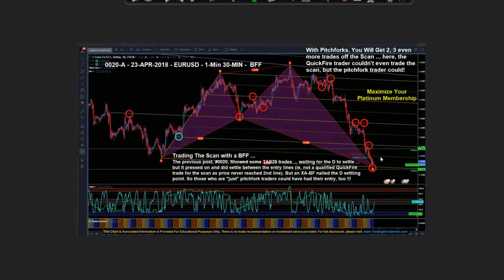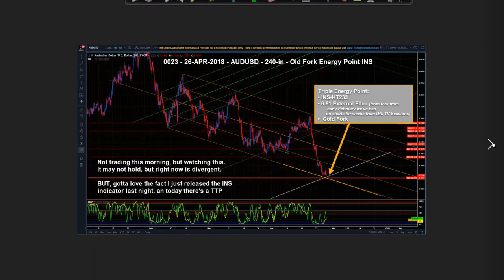So, talk about additional trades off the X-Ray Alpha, Charlie Delta forks. Maximize your platinum membership for that scan. The scanner's part of your platinum membership. But instead of getting 1 potential trade for a scan, what if you get 3, 4? Okay? And there'll be plenty of times where the scan trader can't even take the trade, as in this case where the D doesn't come down to the entry line. They can't even take it.